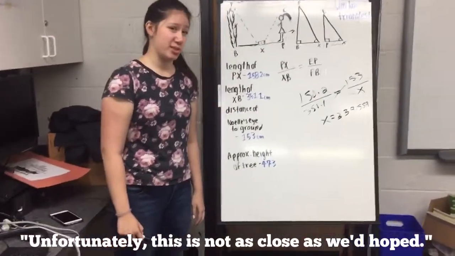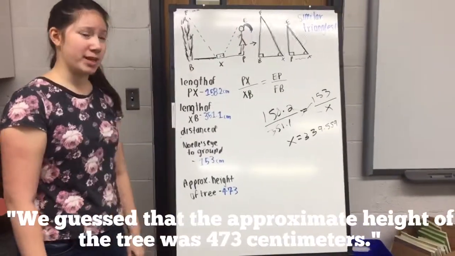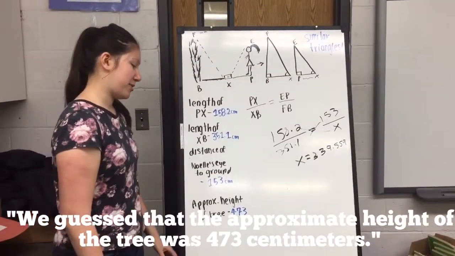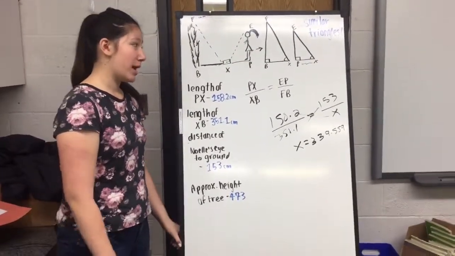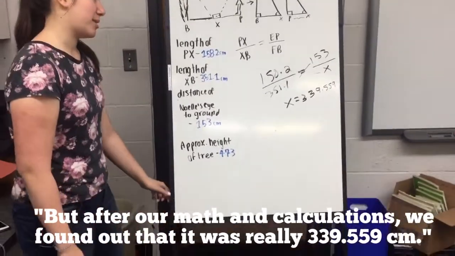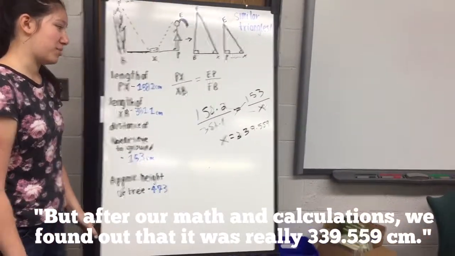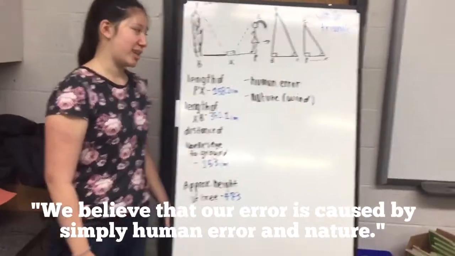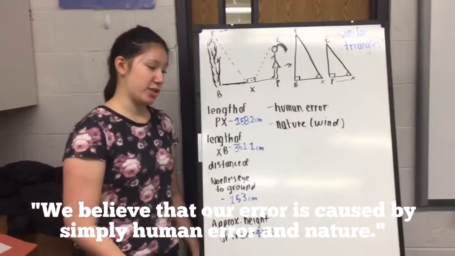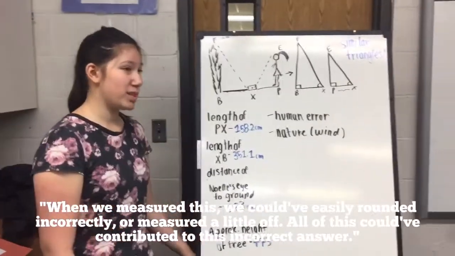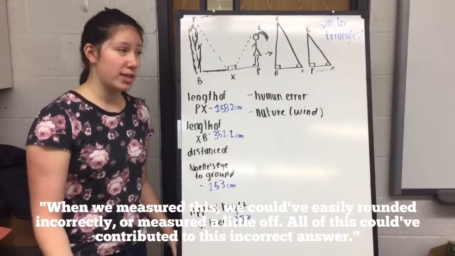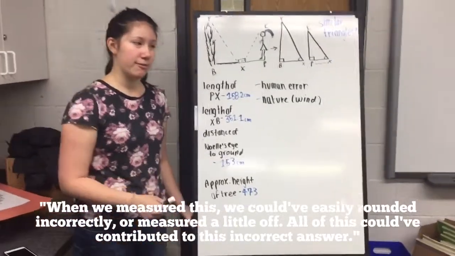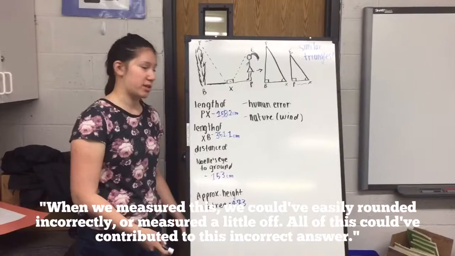Unfortunately, this was not as close as we hoped. We guessed that the approximate height of the tree was 473 centimeters, but after our math and calculations, we found out that it was really 339.559 centimeters. We believe that our error is caused by simply human error and nature. When we measured this, we could have easily accidentally rounded incorrectly, measured a little off, and all of that could have contributed to this incorrect answer.